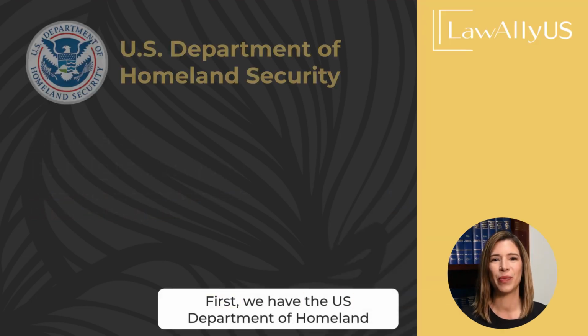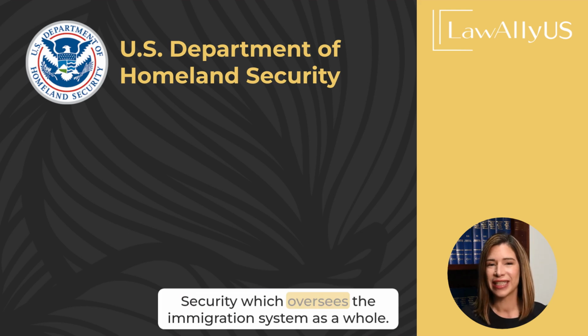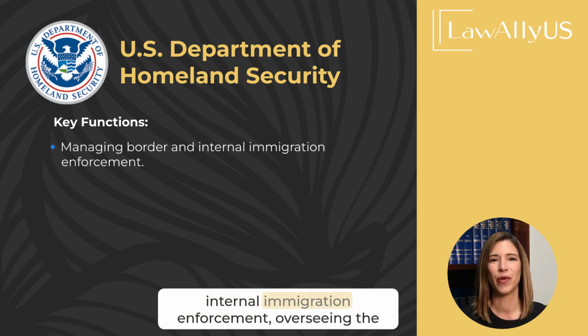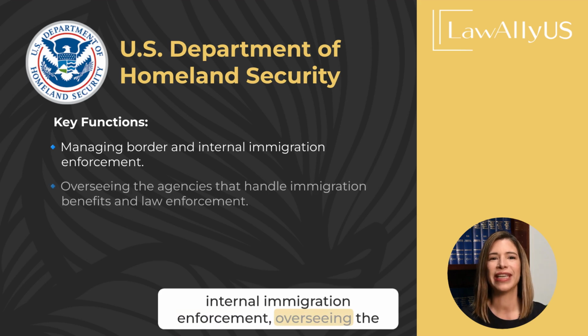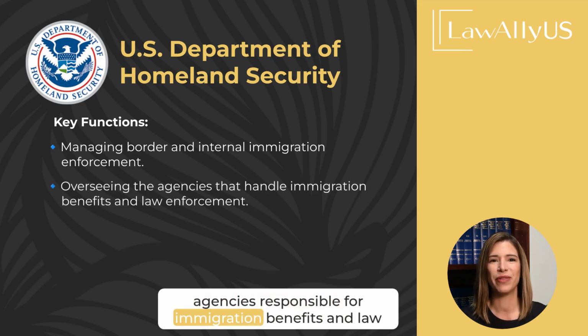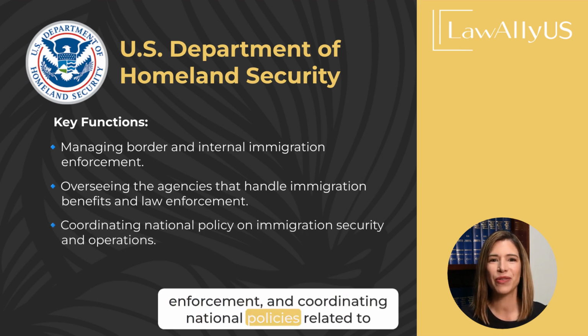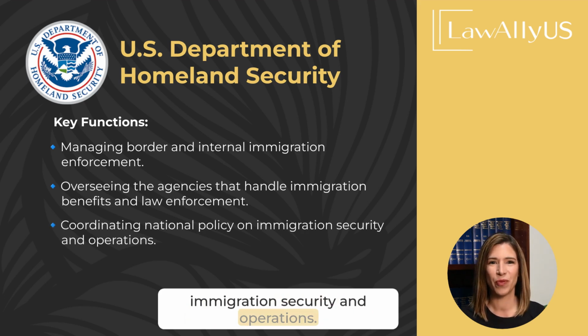First, we have the U.S. Department of Homeland Security, which oversees the immigration system as a whole. Its main functions include managing border security and internal immigration enforcement, overseeing the agencies responsible for immigration benefits and law enforcement, and coordinating national policies related to immigration security and operations.